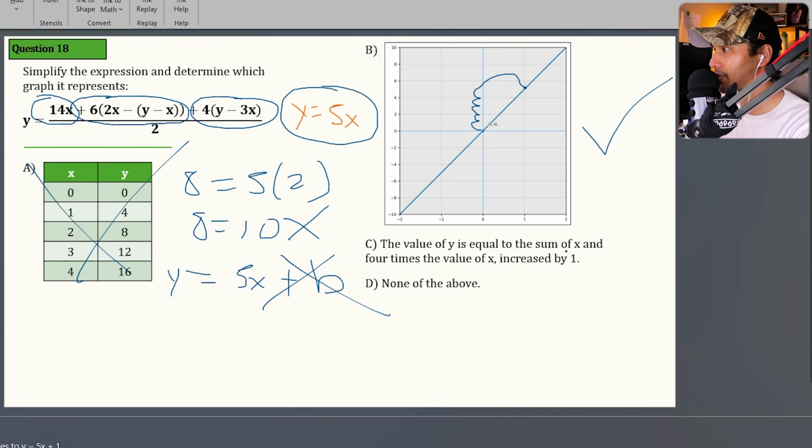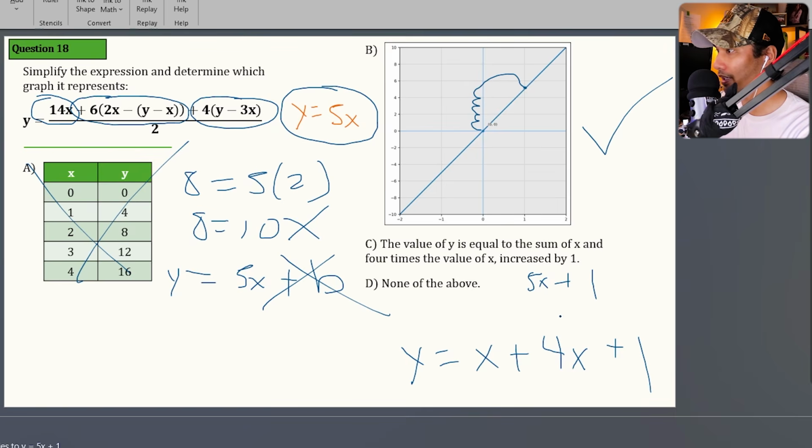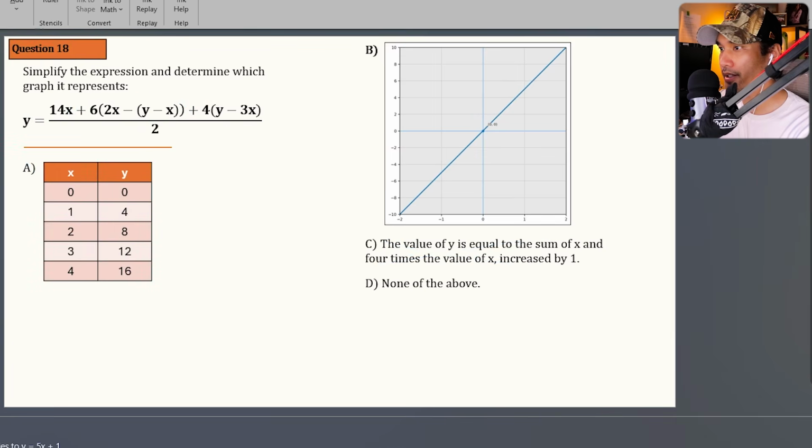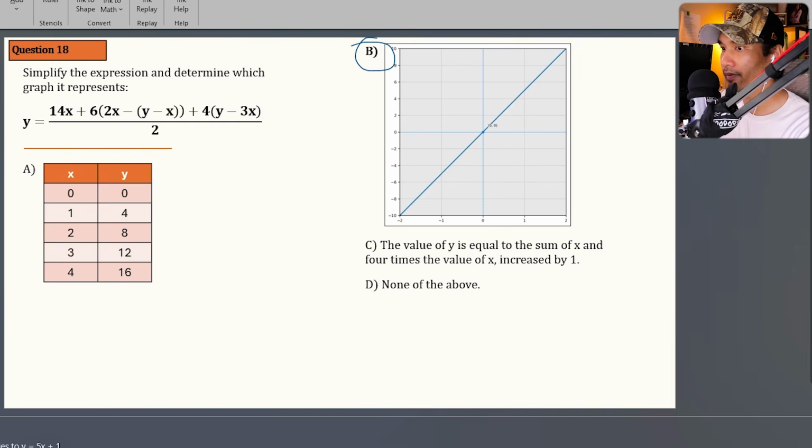The value of y is equal to the sum of x and 4 times the value of x, increased by 1. So we have 5x plus 1. I think so. But even that, just no, that's not the right answer. That's just too much for this. So let's go ahead and see what we get. B. B is the correct answer.